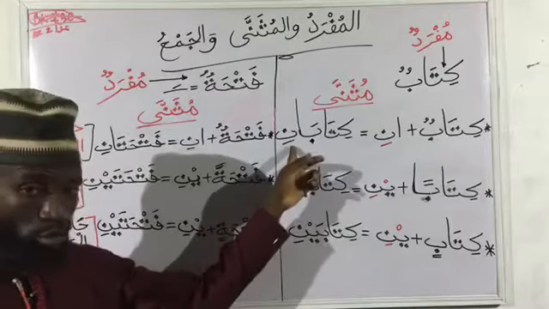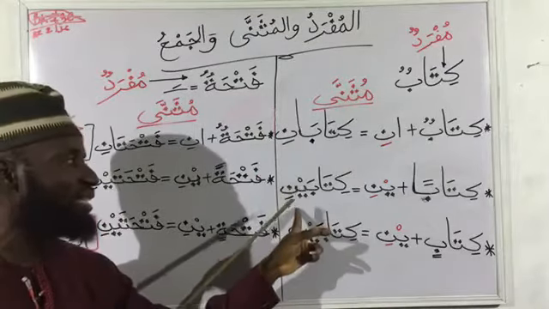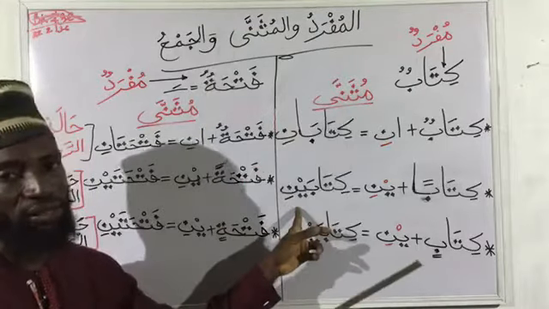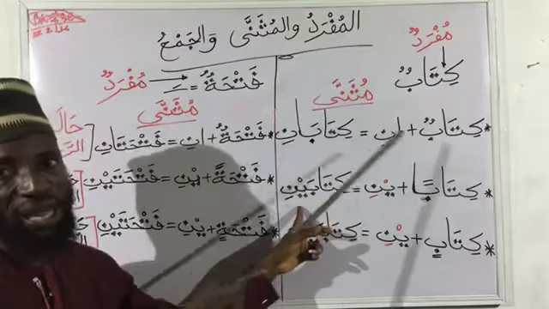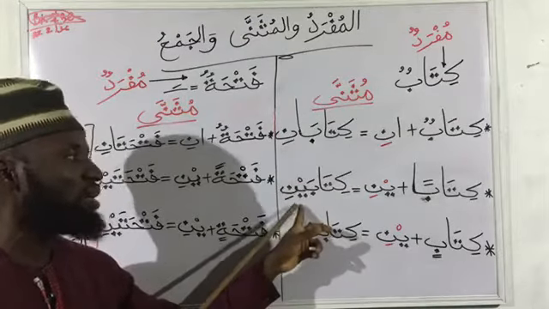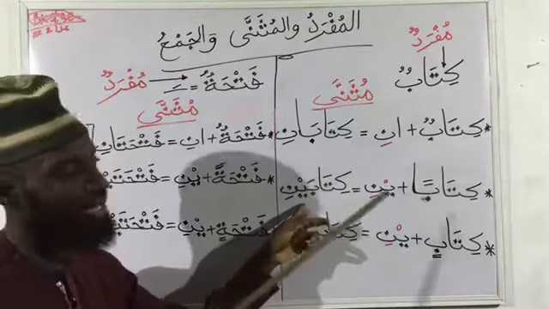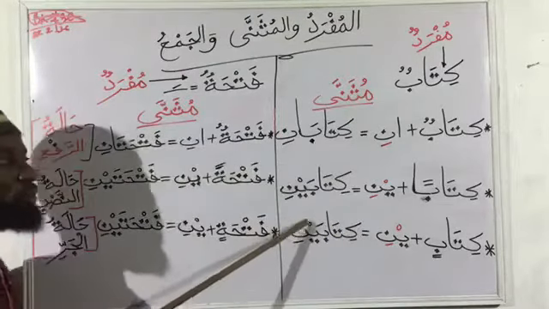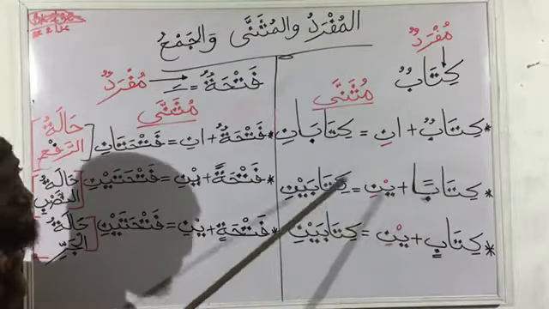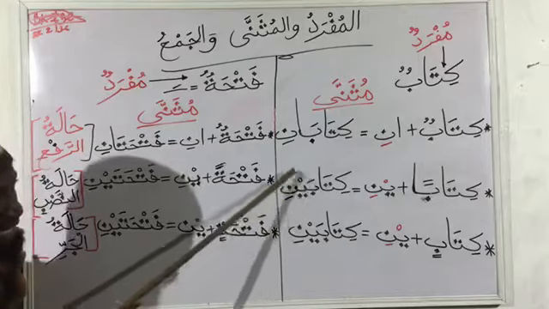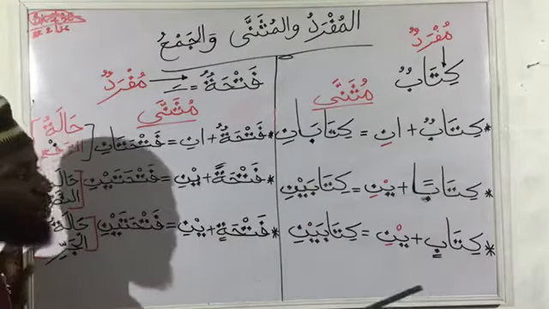Like the previous one that means two books, this one also means two books. But it's just telling you that their declension state is different. This one is in rafun state, that is damma-like. This one is in nasbu state, Fatha-like, like it is taking fathatan. That's why it is written kitabayni like this.